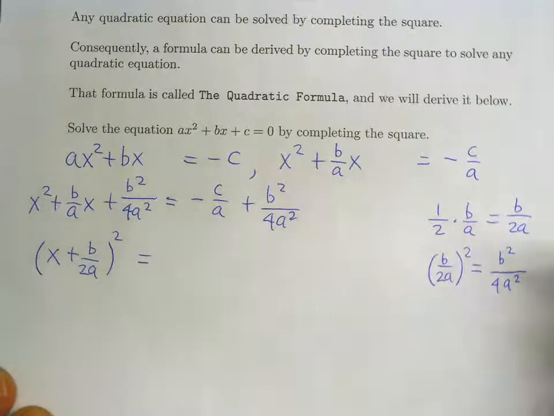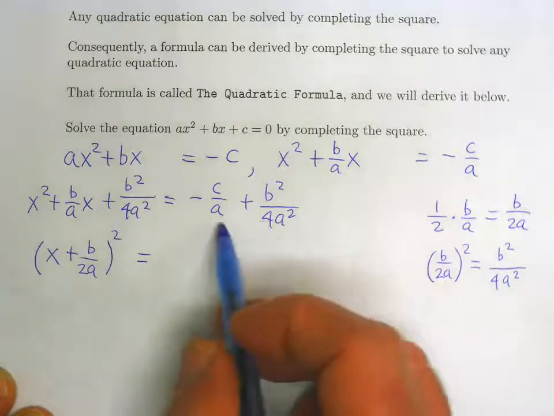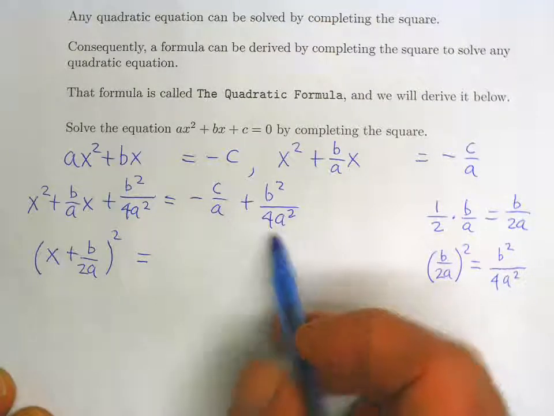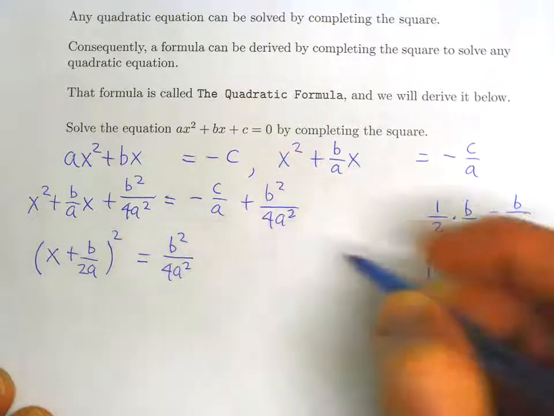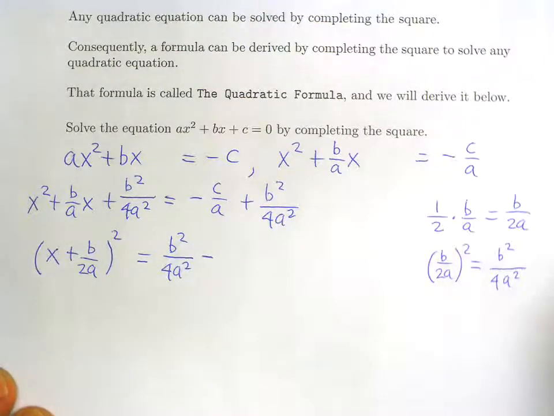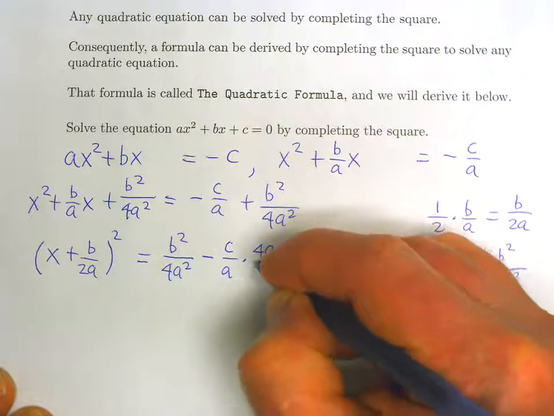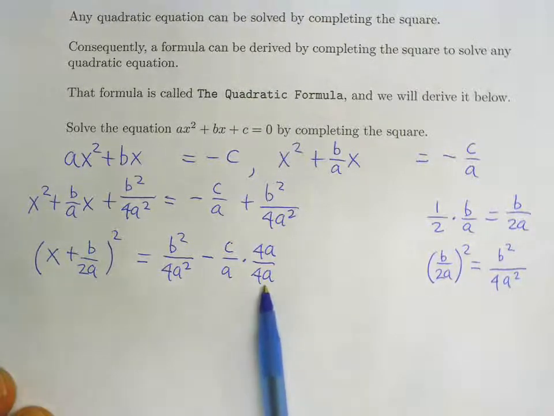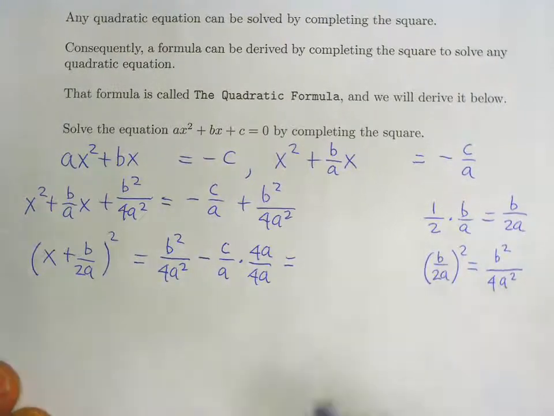Okay, then the right-hand side, we want a common denominator. So I'm going to rearrange the terms. Instead of minus c over a plus b squared over 4a squared, I'm going to put the positive b squared over 4a squared to the left, and then we're subtracting c over a times 1 in the form 4a over 4a. I'm just multiplying by 1, so I'm not changing the value, but the form that 1 takes allows us to have a common denominator. So the right-hand side, I can just simplify it all at once now.